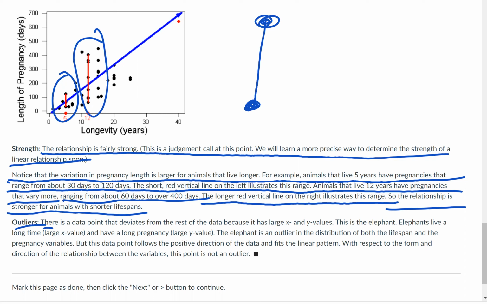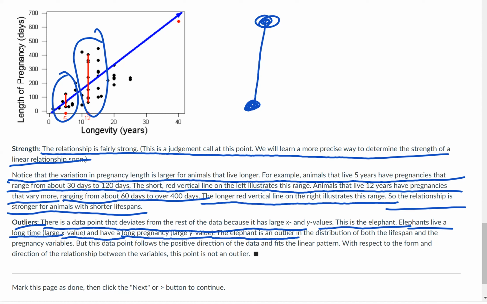Now we'll look at outliers. There is a data point that deviates from the rest of the data because it has large X and Y values. This is the elephant. Elephants live a long time relative to other animals. It has a large X value because it lives a long time, and they have long pregnancies. That's a large Y value.